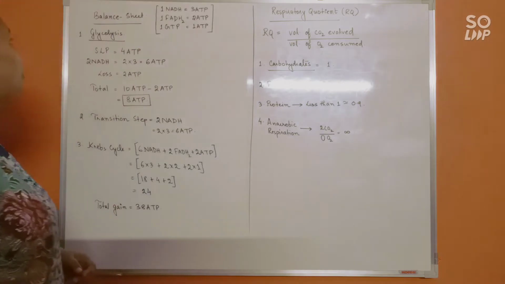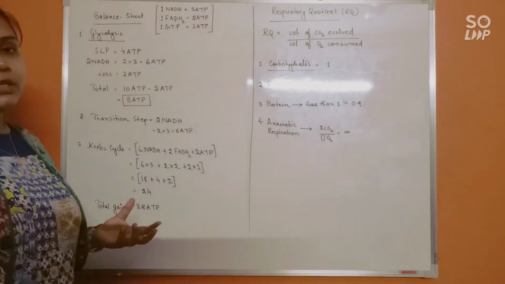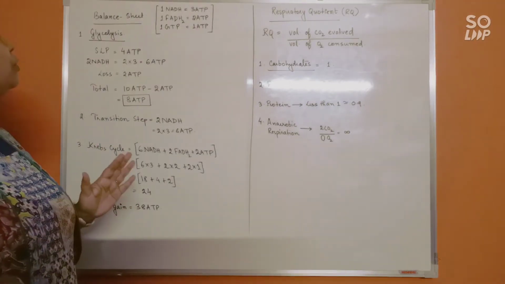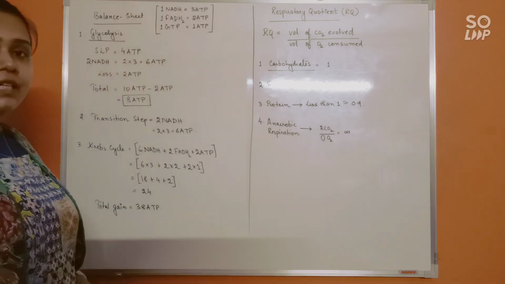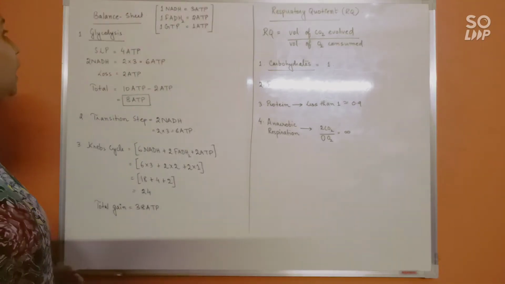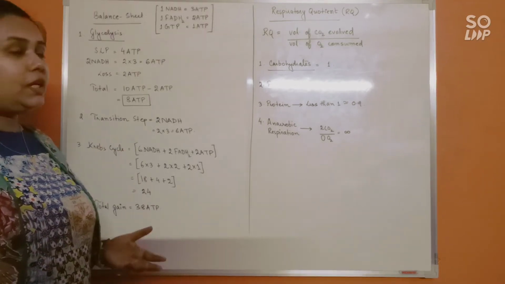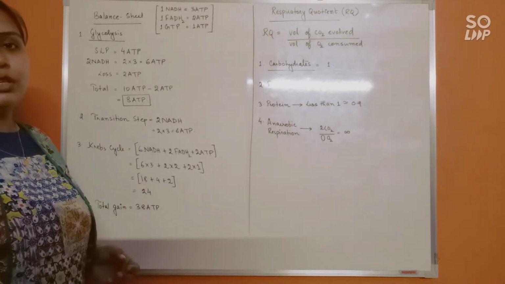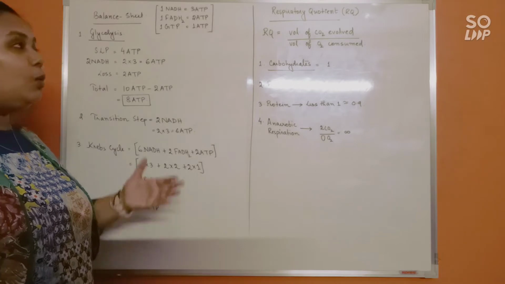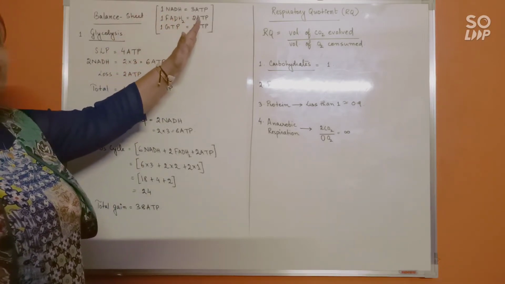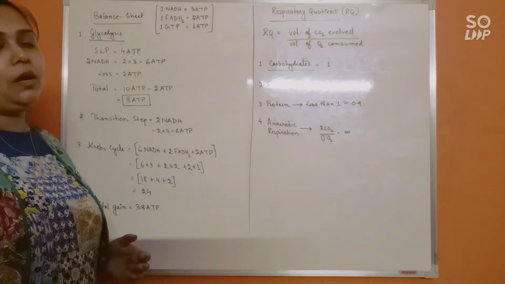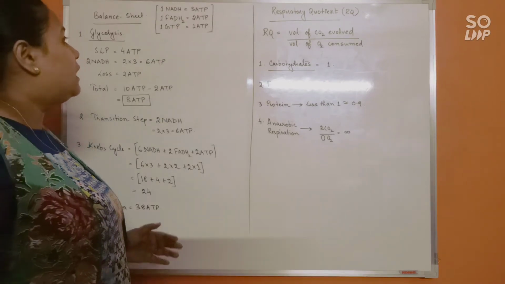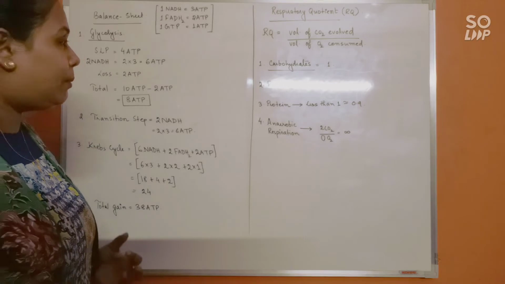So, balance sheet of aerobic respiration. Before we begin, I'm again reminding you: 1 NADH is equal to 3 ATP, which all of you know very well. 1 FADH2 is equal to 2 ATP. 1 GTP is of course equivalent to 1 ATP. Why 1 NADH is equal to 3 ATP and 1 FADH2 is equal to 2 ATP, you have already understood in ETC. So keeping this in mind, let's see the balance sheet.